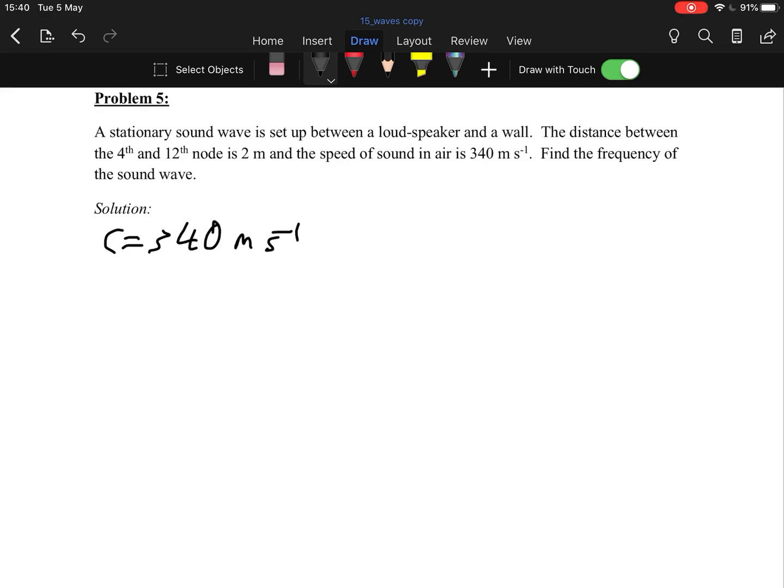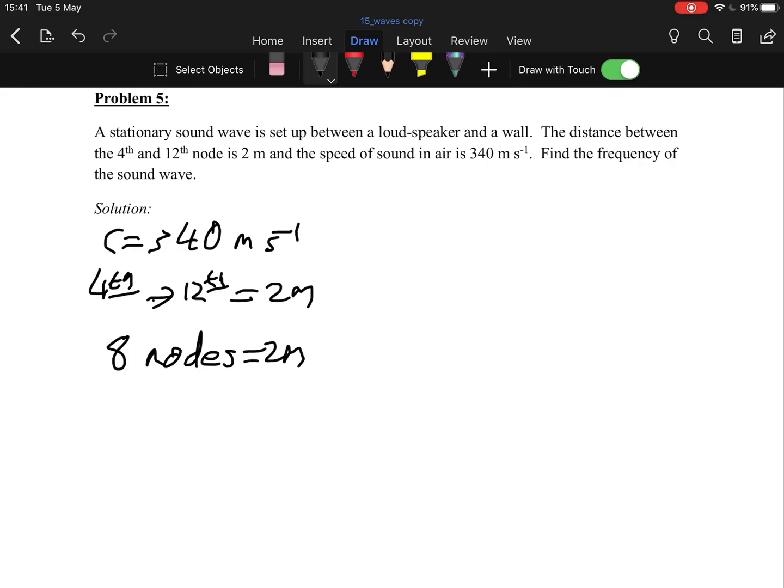340 meters per second. Find the frequencies. All right, okay. And the 4th to the 12th equals 2 meters. Okay, so that's basically 8 nodes. So the distance between 8 nodes is 2 meters. Okay, basically. All right. Find the frequency.